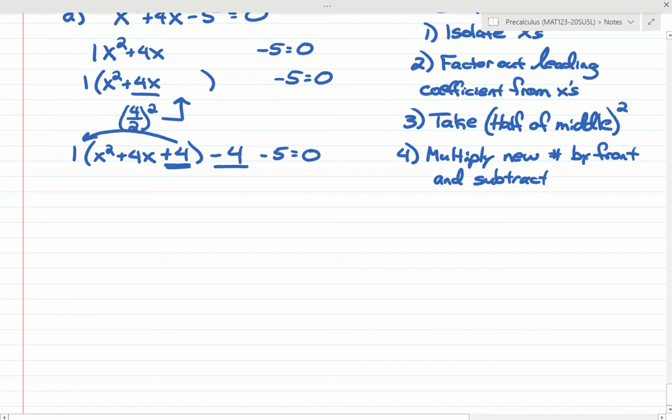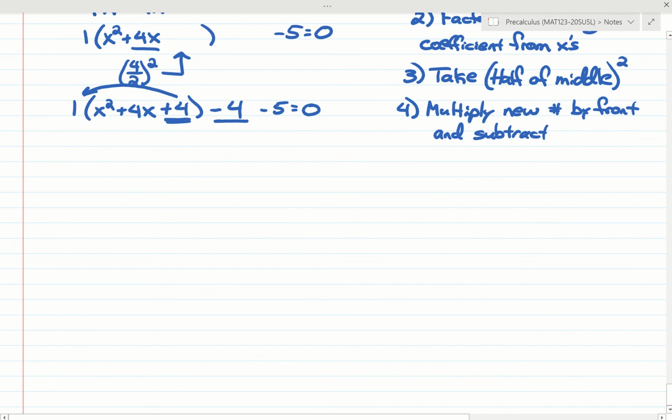Now we're ready to finish this by factoring. This is always going to factor to be half of the middle. x squared plus 4x plus 4 is x plus 2 times x plus 2. So always going to be this middle number divided by 2. But we could just write it x plus 2 squared. Negative 4 minus 5 is negative 9.